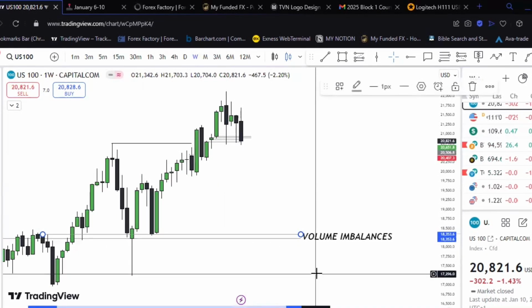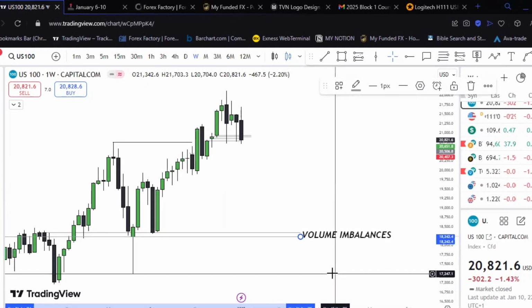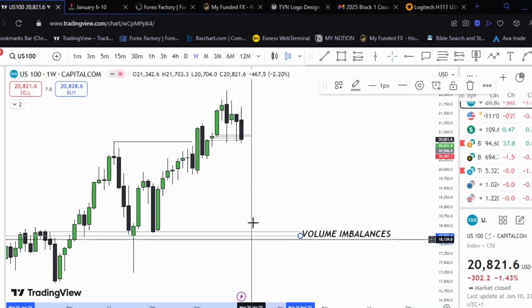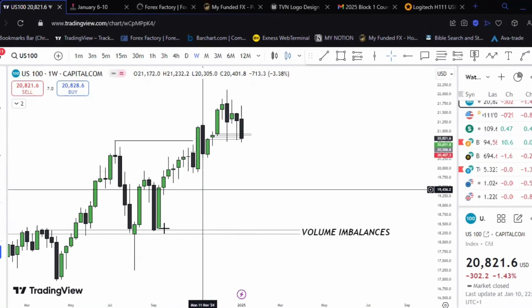So this area between this line, 18,353, and this line, 18,242, there is a volume imbalance, which means there has not been complete bodily closure at that level.